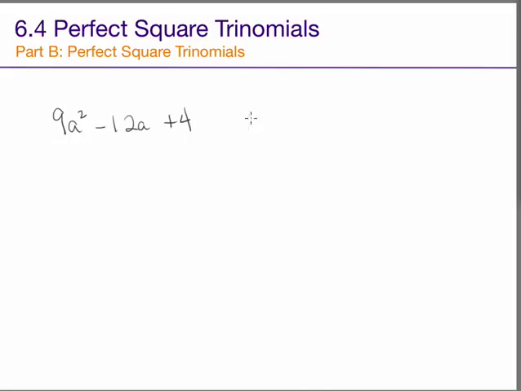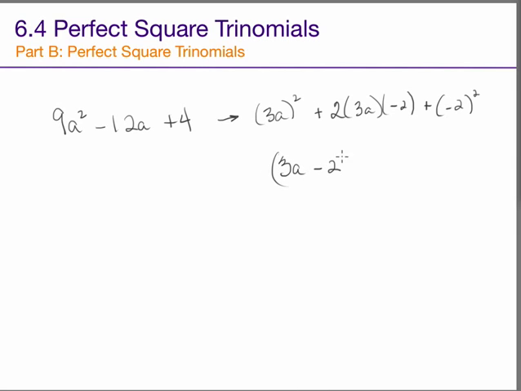Right away I can see that the first and last terms are squares. The first term is (3a) all squared, because (3a) squared is the same as 3 squared times a squared. Well, 3 squared is 9, so (3a) squared is 9a squared. The second term can be written as 2 times 3a times negative 2. And the last term can be written as negative 2 squared. If you can see that, then you can rewrite this as (3a minus 2) all squared.